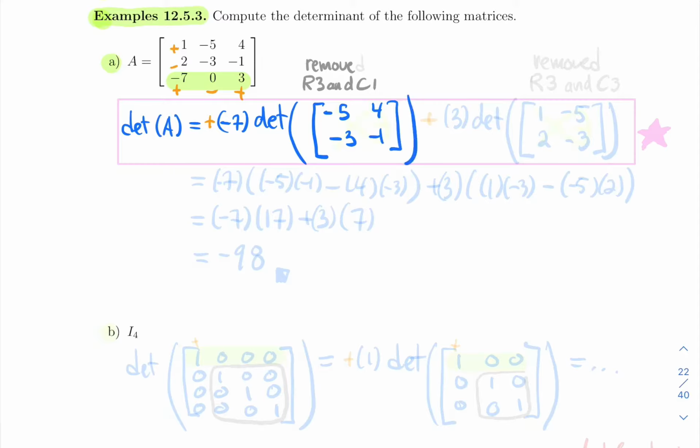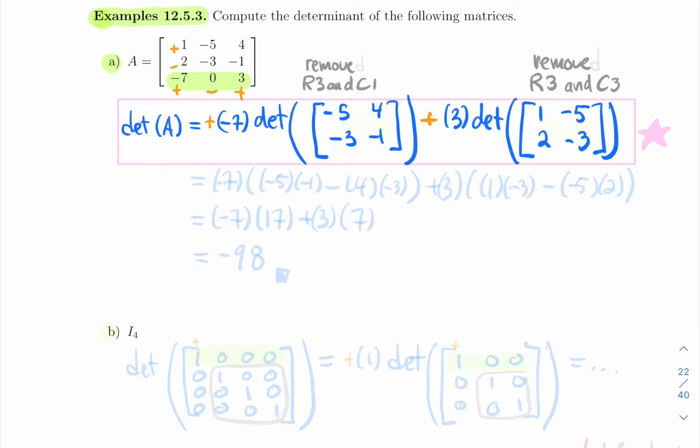Then there's minus 0 times something, but I don't care. Skip every 0, and then I just move to the next non-zero entry. In this case, it's plus 3. So 3 is my entry times the determinant. At 3, I need to remove row 3 still, and column 3 to get my submatrix. The submatrix you're going to get if you remove row 3 and column 3 is 1, minus 5, 2, minus 3.